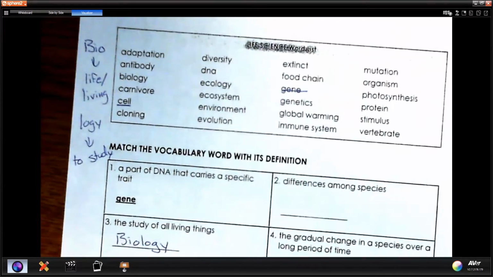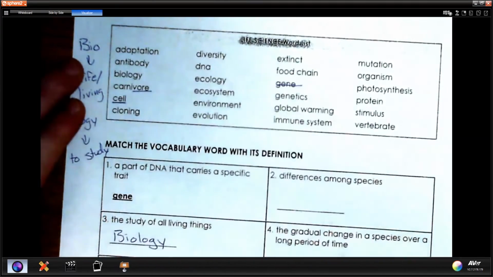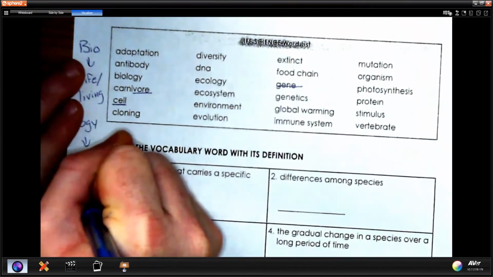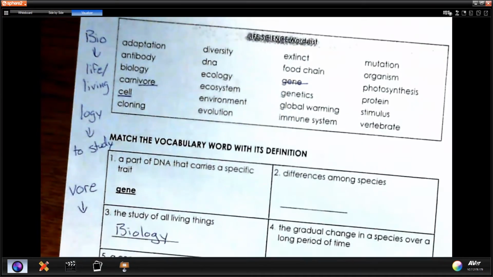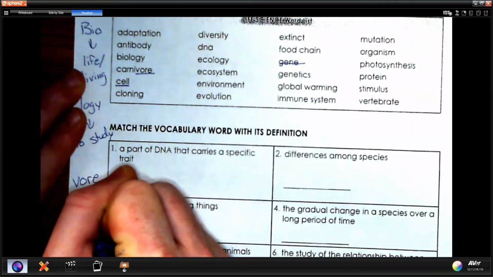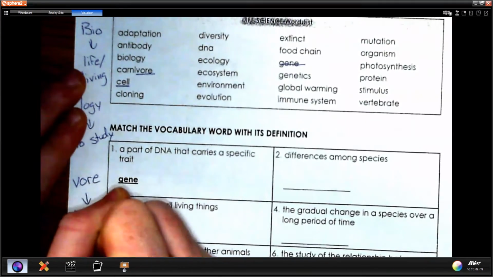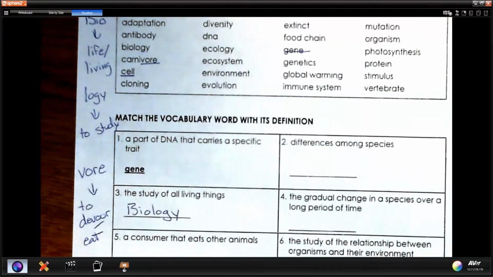So another one we can go with to help us, and we'll add a new term to our list, vor. What do you think that root means? Vor. This comes from Latin originally. When you add this, it means to devour or eat. So vor as a base means to devour or eat something. So we have a word on here, carnivore.